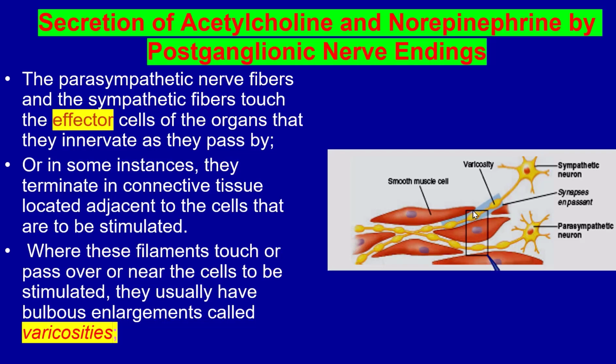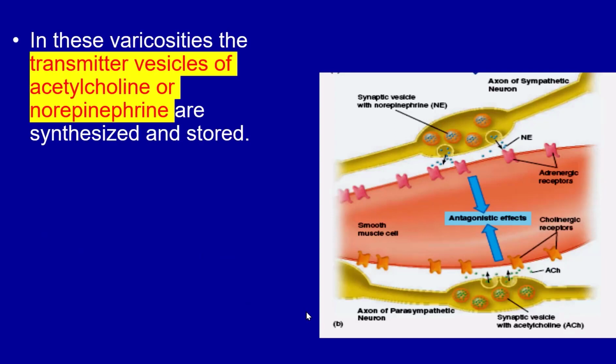Here you can see they bulge out or form a bulbous structure called varicosities, and in these varicosities the transmitter vesicles of acetylcholine or norepinephrine are synthesized and stored, as in the neuromuscular junction. In the presynaptic nerve terminal we have vesicles, and in these vesicles the acetylcholine is stored. In the same way, in these varicosities the epinephrine is stored.